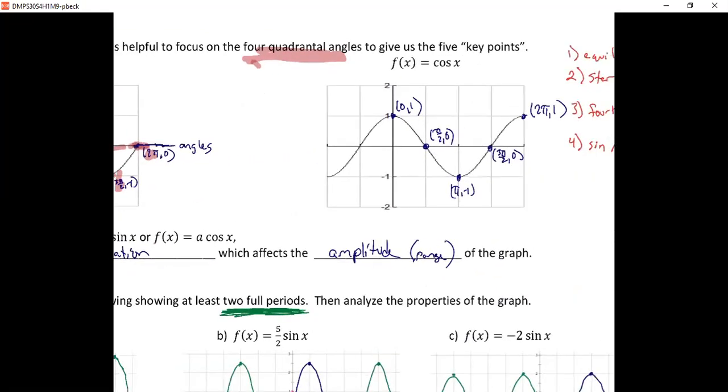Cosine, these are going to be our key points. Cosine of 0 is 1, and then all of our quadrantal angles end up yielding these points. So we're going to say cosine is going to go from peak to 0 to trough to 0 to peak.